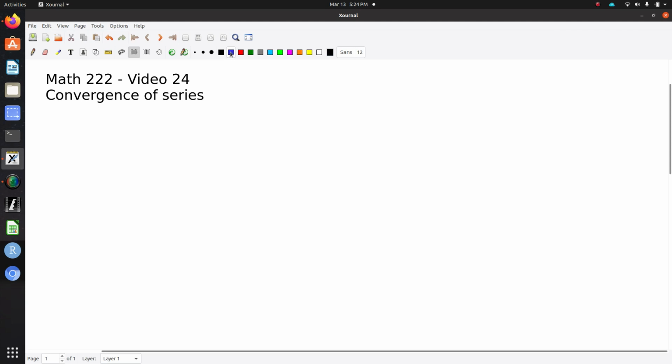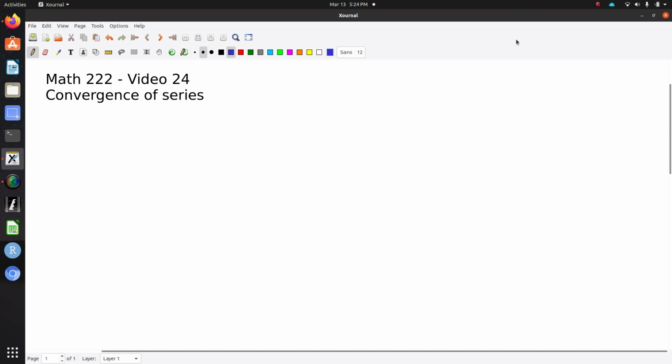And along that same discussion line, if you can get rid of the negative signs and make everything positive and it still converges, then it converged with the negative sign.